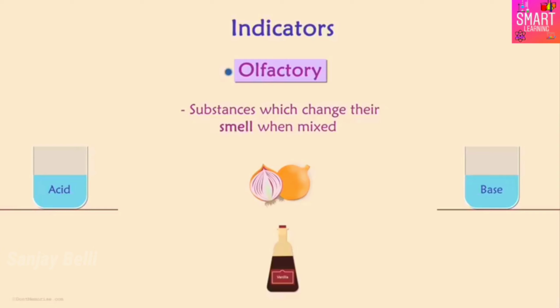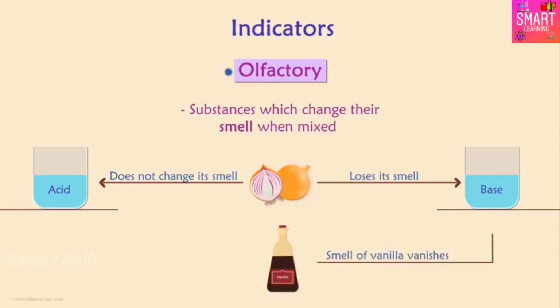Paste or juice of onion loses its smell when added with a base. It doesn't change its smell with an acid. And the smell of vanilla vanishes with a base, but its smell doesn't vanish with an acid. Do you know where they are used? They are used to ensure the participation of visually impaired students in the laboratory.